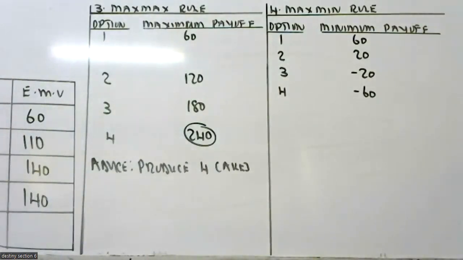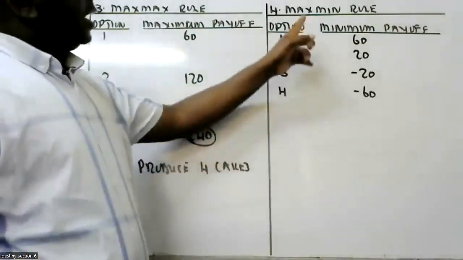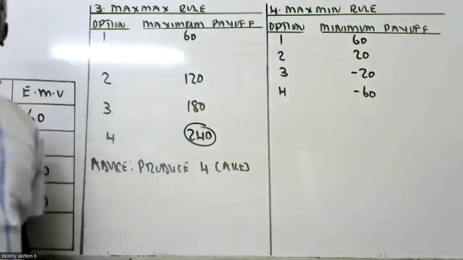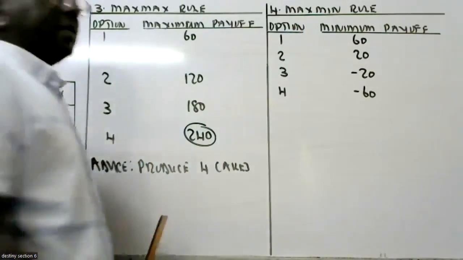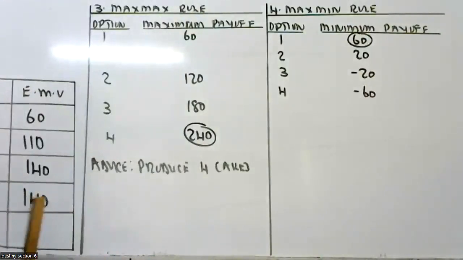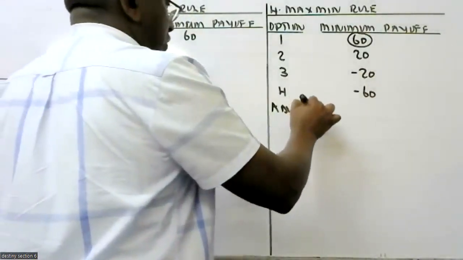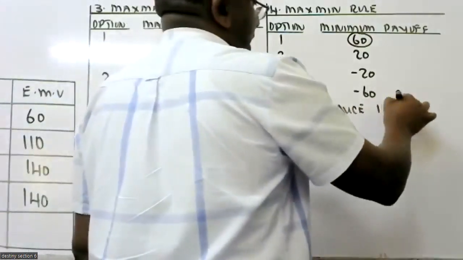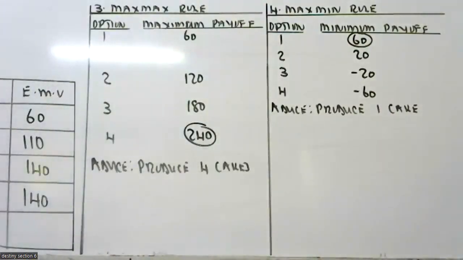So this rule is interpreted like this. Select the maximum of the minimums. So the maximum of those minimums is 60. So you therefore advise these guys that they should produce how many cakes? 1 cake. They should produce 1 cake.